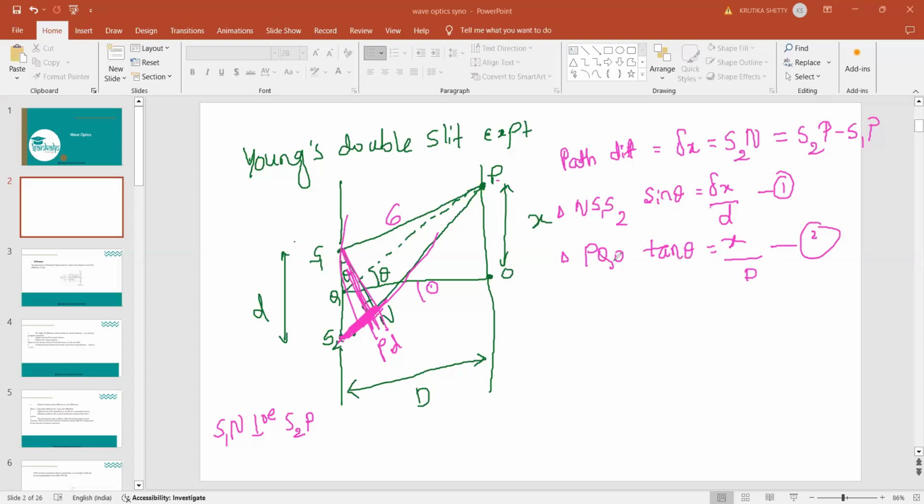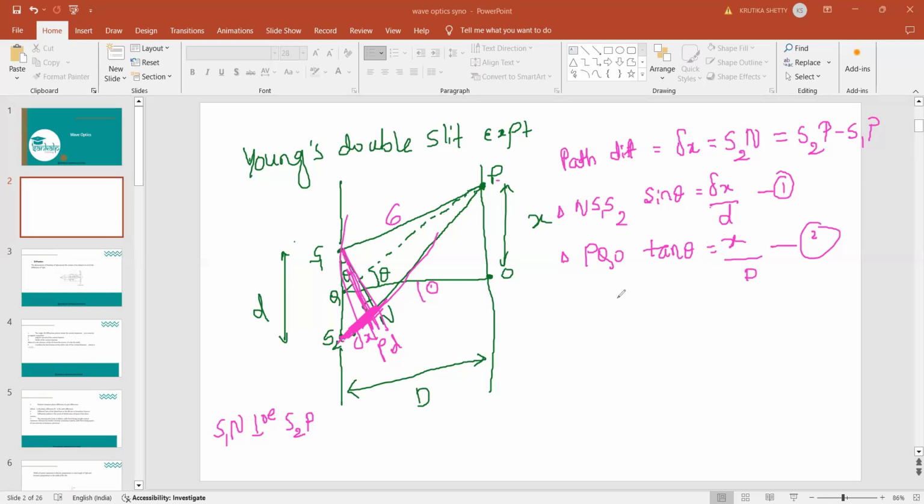If you ask where delta x comes from, delta x is this one. S2n is your delta x; you can see above that S2n is taken as delta x. Therefore sin theta is equal to delta x by d, that is equation 1, and tan theta is equal to x divided by D, that is equation 2.